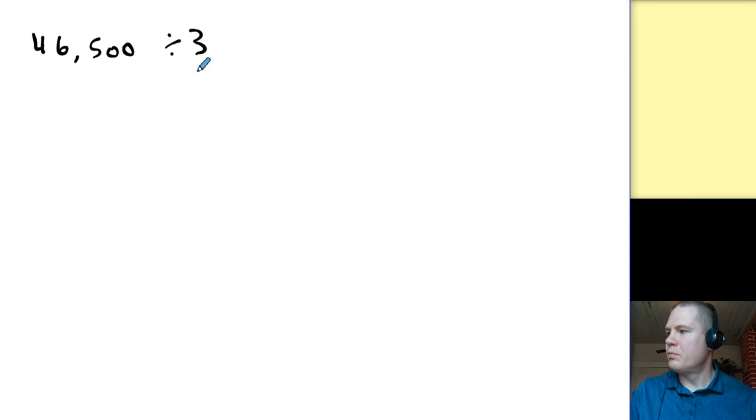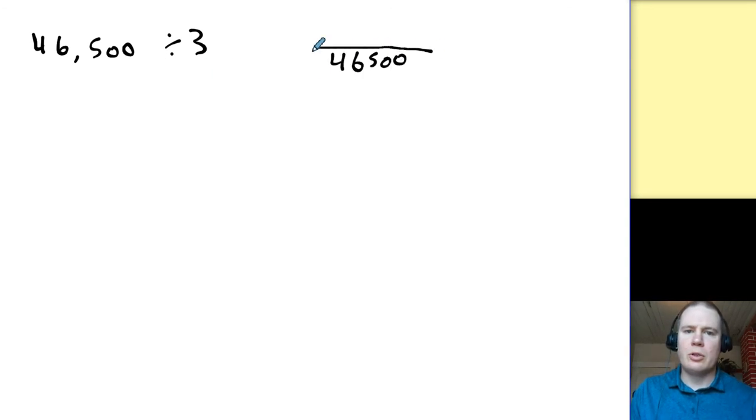So now let's look at some actual division with numbers here. 46,500 divided by 3. 3 goes into 4 one time. Let's make that smaller, just so it fits in better. 1 times 3 is 3. Remainder 1, bring down the 6. 3 is just a one-digit number, so I only have to look one digit at a time. 3 times 5 is 15.